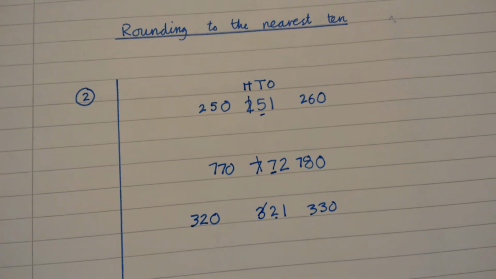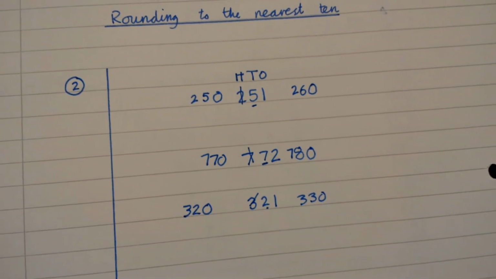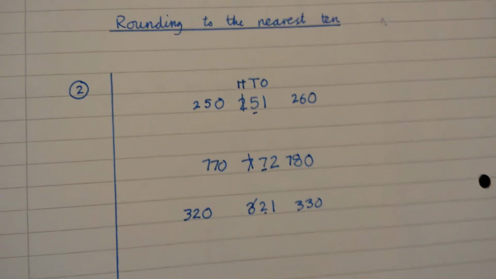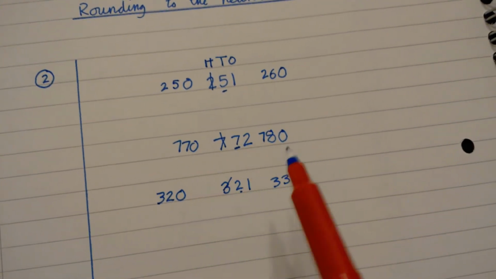Now, when you attempt your questions, I would like you to do that first. So you put in the multiples of 10 that number comes between.